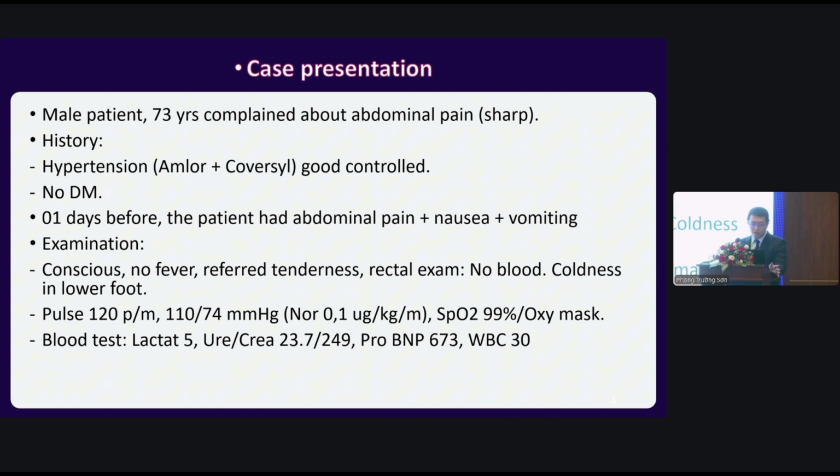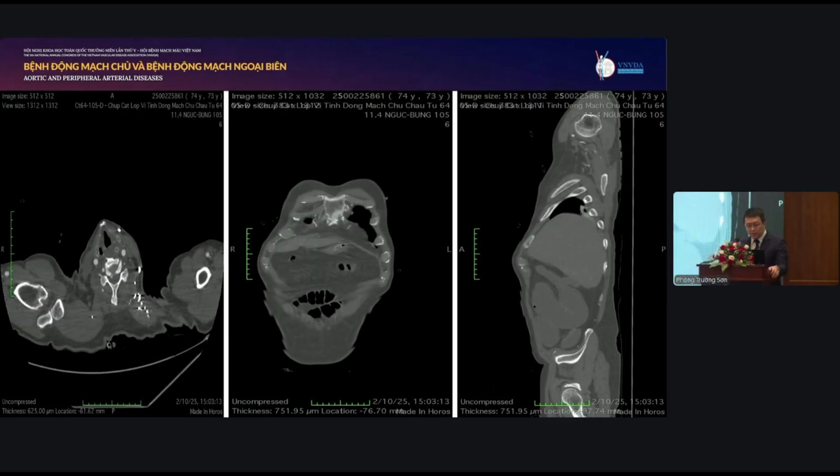The patient is conscious, no fever, with abdominal tenderness. Rectal exam shows no blood. SpO2 is 99%, but blood tests show serum lactate of 5, renal failure, proBNP more than 600, and a very high white blood cell count. So this is a CT scan.